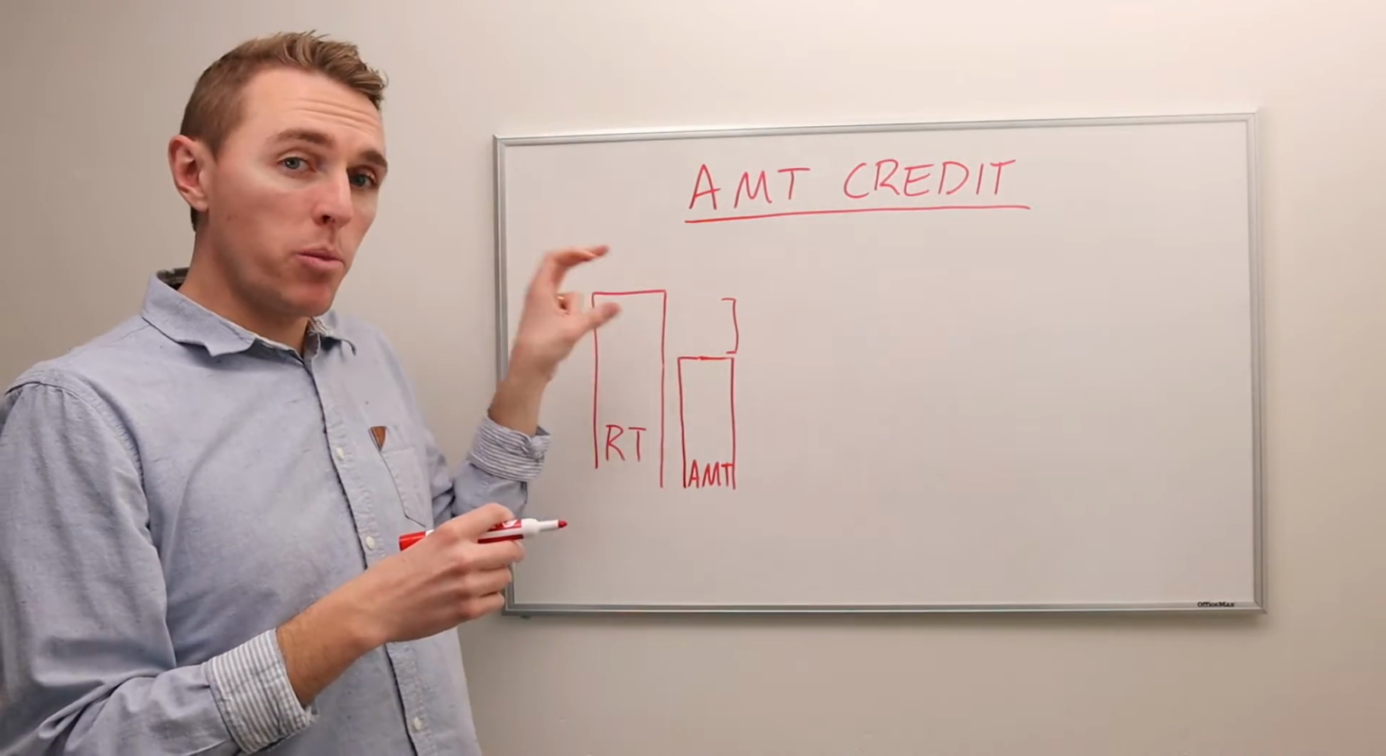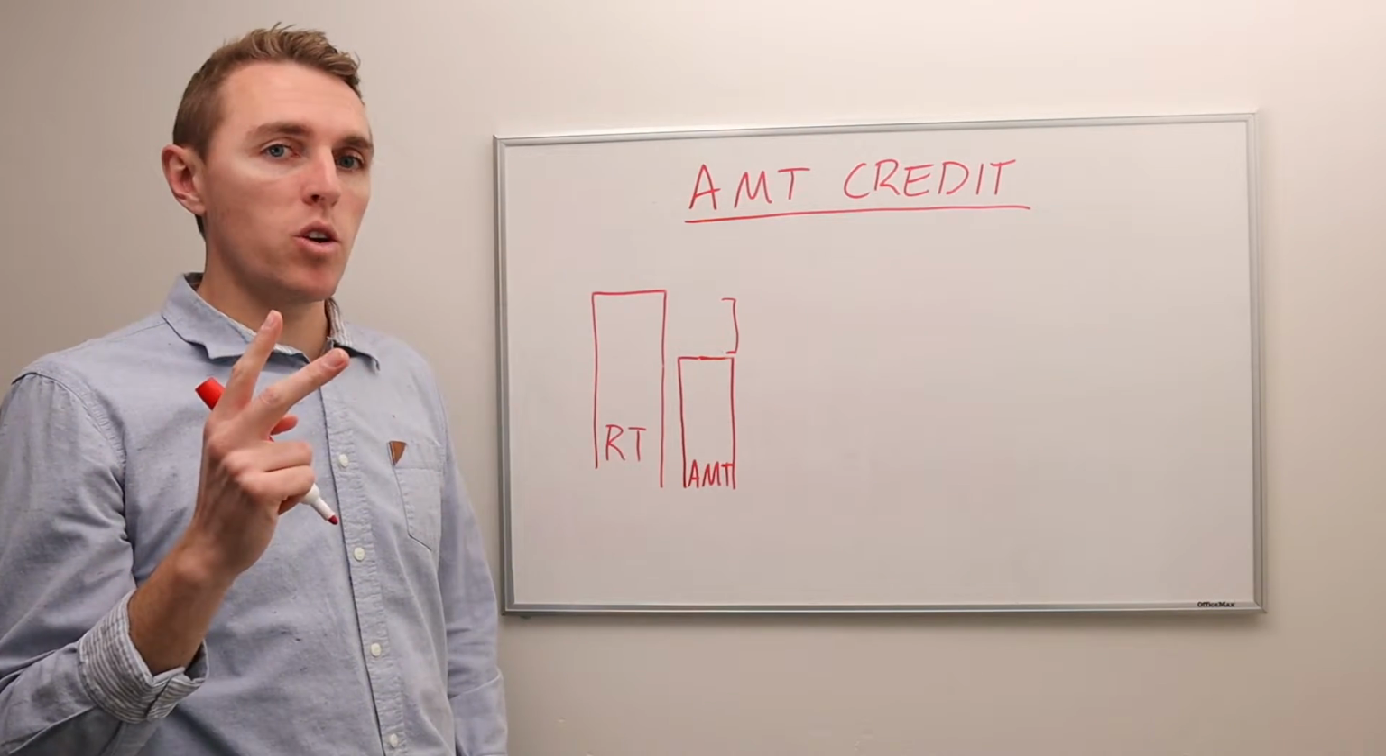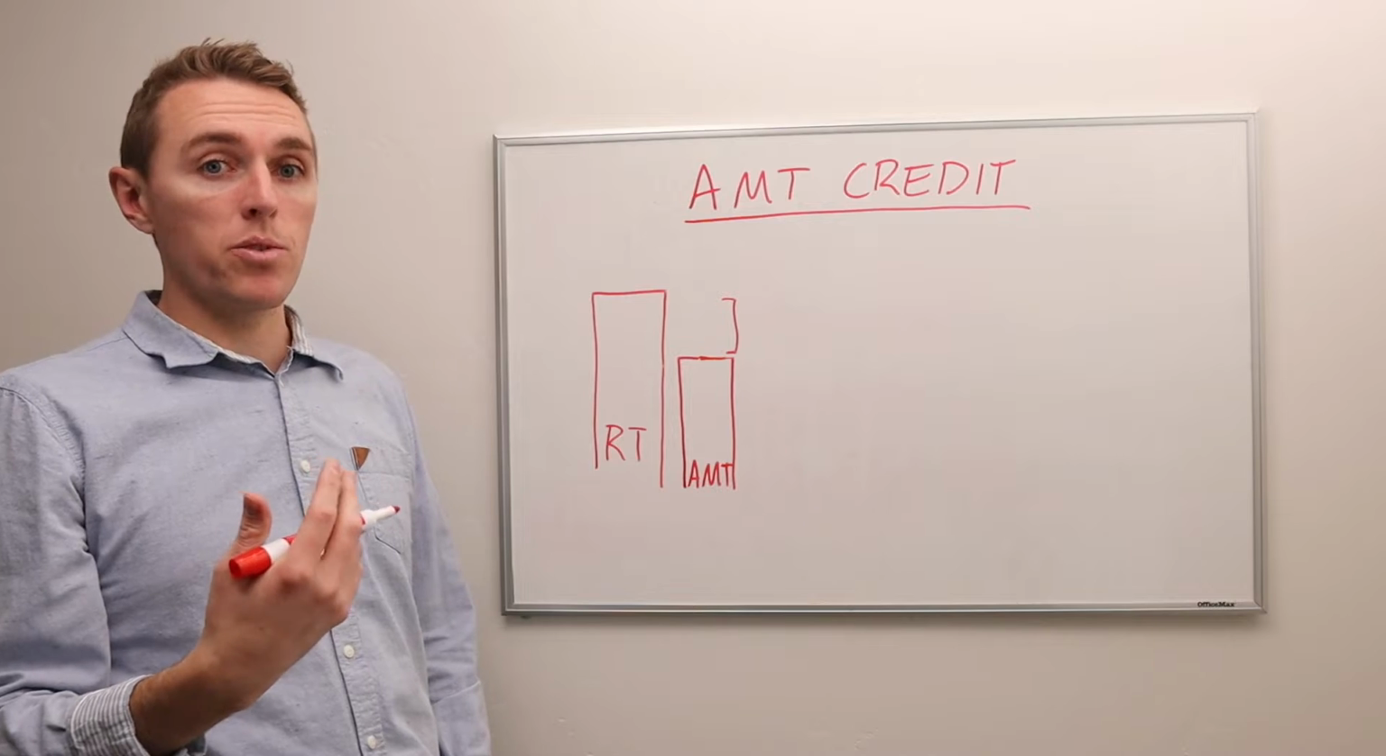Let me just draw another little bracket here to represent how much credit we can recoup thus far, just in the first hoop. That's the first hoop that we have to jump through, but there's actually a second hoop that also limits how much credit that we're able to recoup.